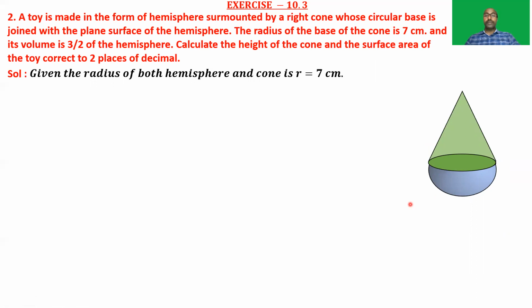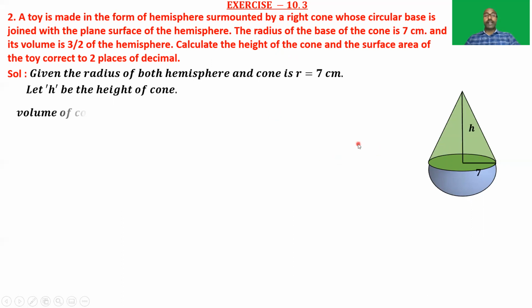Now here the radius of cone is 7 centimeter. Let h be the height of cone. So here the height of cone is not given. So first we have to calculate the height of the cone. Let h be the height of the cone like this.